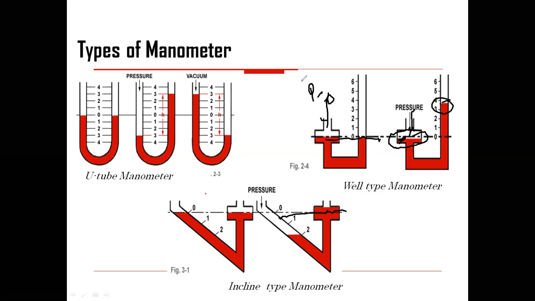At zero level we do not get any variation, with P equal to 0 the level is the same. But after applying a pressure at the smaller end, the fluid will move downward and try to fill the well in the inclined type. Here we have to consider the angle theta also while measuring the pressure. So these are the three different devices commonly used for static pressure measurement.